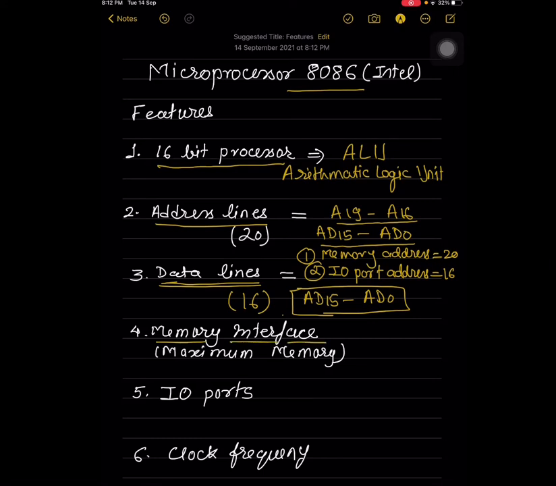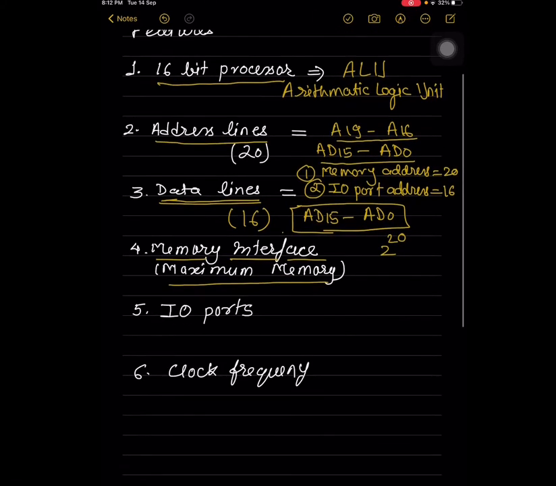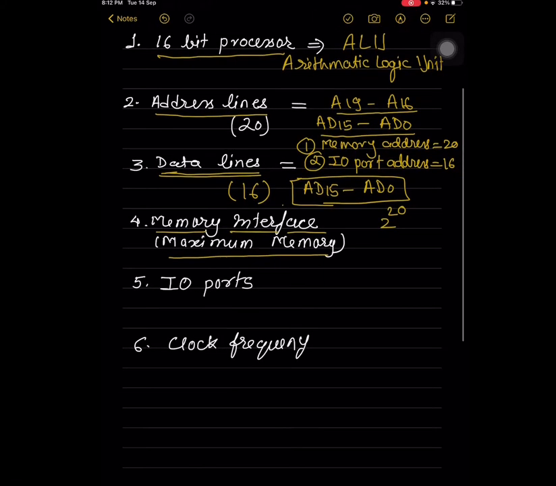Now in microprocessor, we know that in 8086 we have a total of 20 address lines, and using these 20 address lines, the maximum memory that can be connected with 8086 is 2 raised to power 20. For any processor, if it has n number of address lines, then the maximum memory that can be connected with that processor is 2 raised to power n.